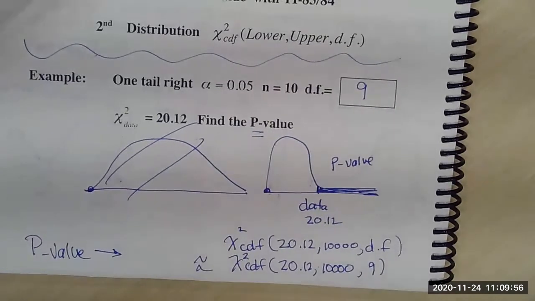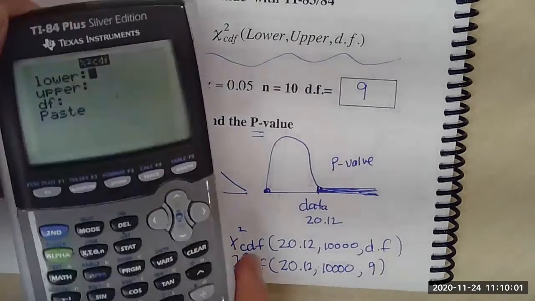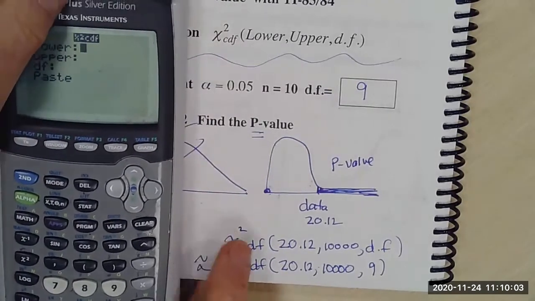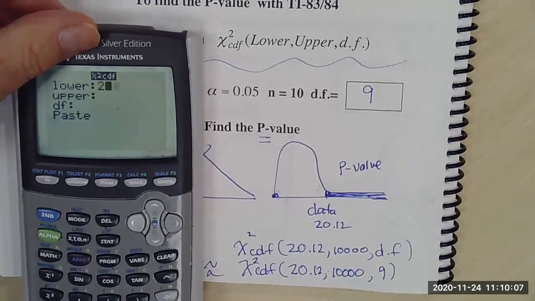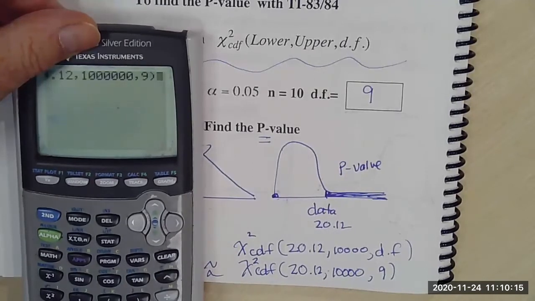This is your p-value. Okay, let's find this. Oh, got it here. Nice. Had it here already. Okay, so 20.12. Upper is like ridiculous. The freedom is 9. Paste. Enter. P-value 0.0172.